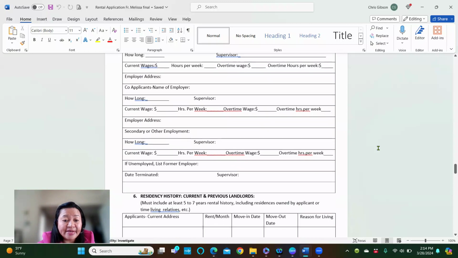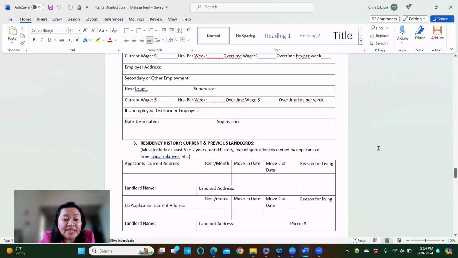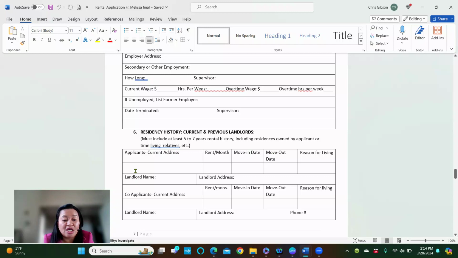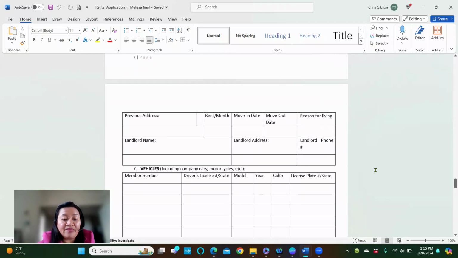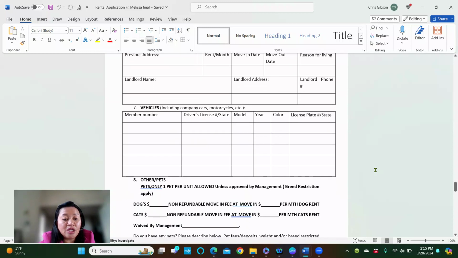So co-applicant's name, how long, residency history, current and previous landlord. So if they were renting before, write it down. If they're not renting, if they lived with their parents or friends, they must write it down in here. And also the vehicle. For example, the name or brand of the vehicle, driver license, year, color. So must fill up what type of vehicle.